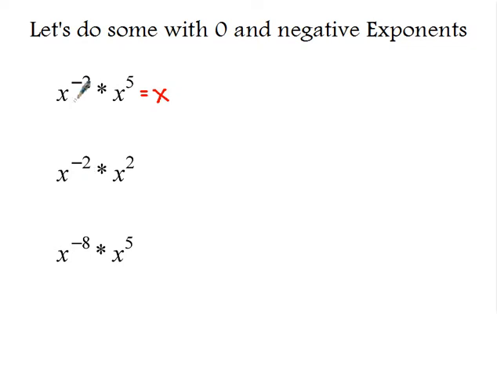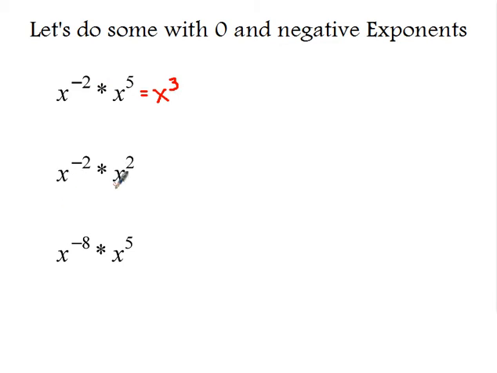So I have an x, and I want to do 2 plus 5, except it's not a 2. This is a negative 2 plus 5. So instead of getting a 7, negative 2 plus 5 is 3.